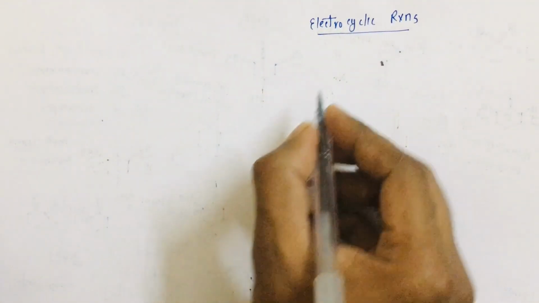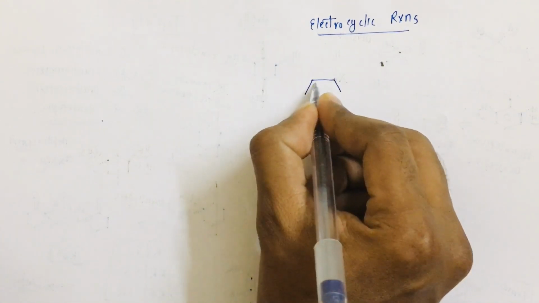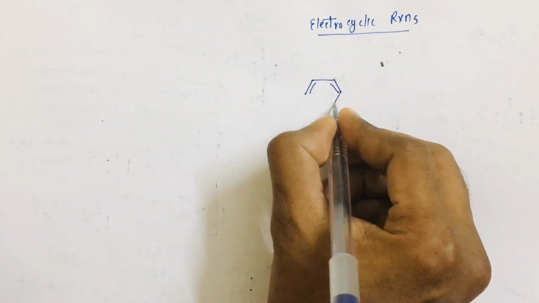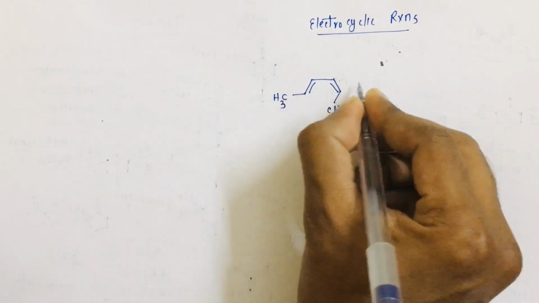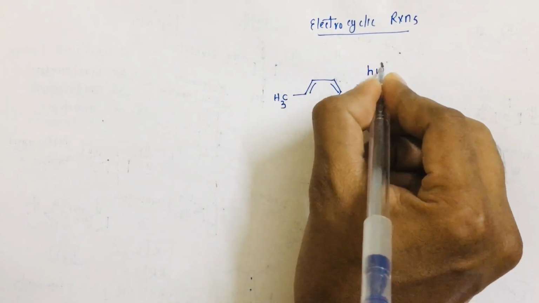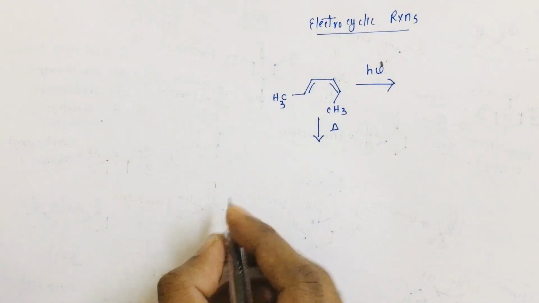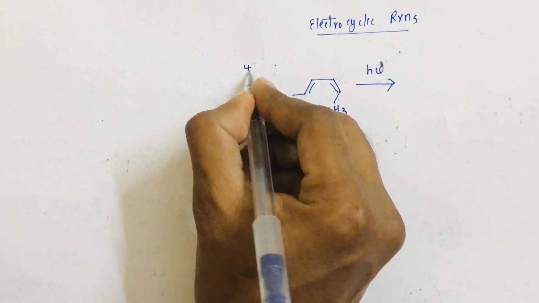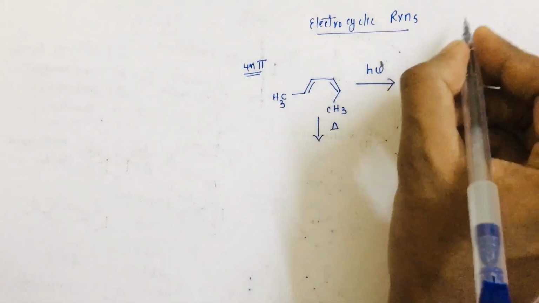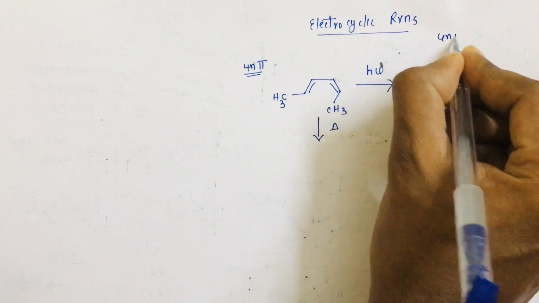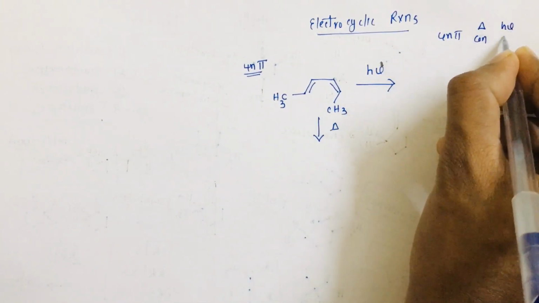Now we have one like this, and the methyl group is on this side, and another methyl group is on this side. In photochemical and thermal conditions, we have to write the product. This comes under the 4n pi system. Under thermal condition, con is allowed. Under the photochemical condition, dis is allowed, right?